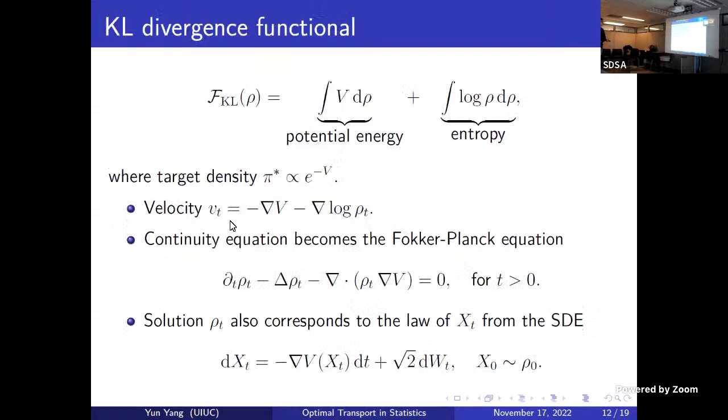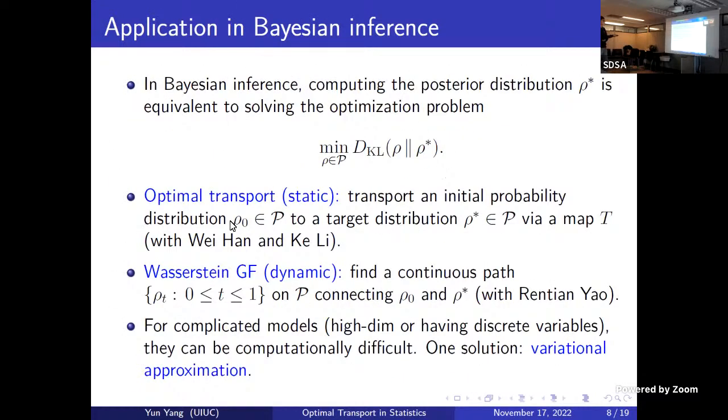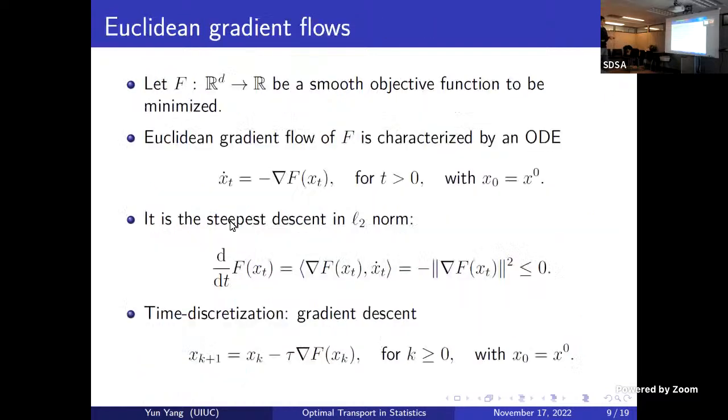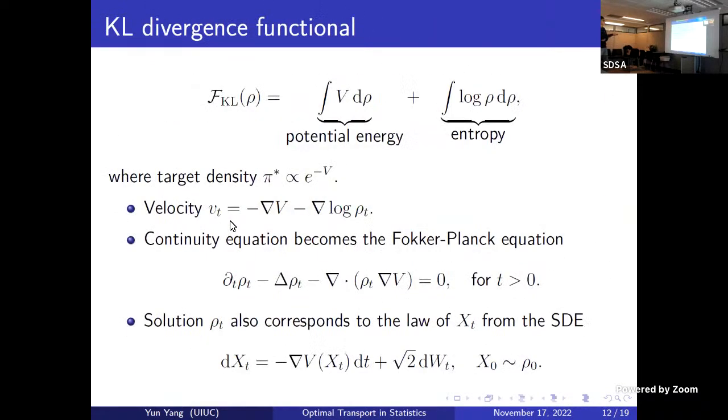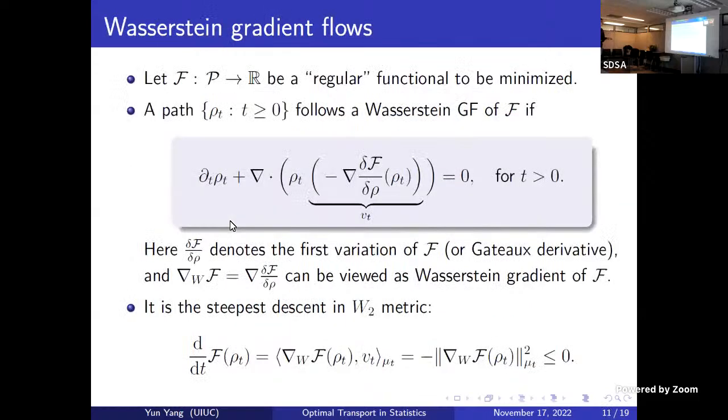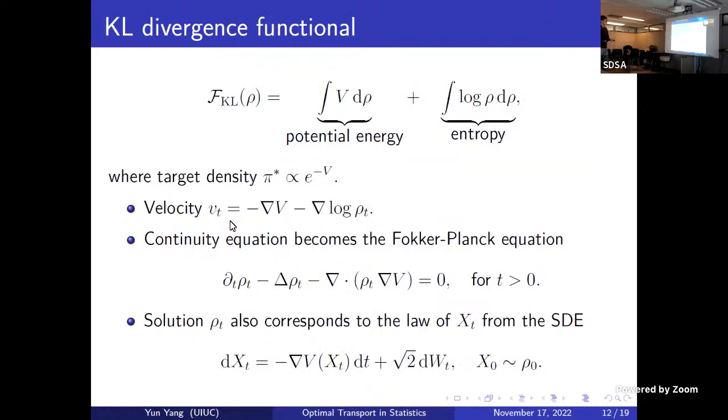So again, if we consider our original example of Bayesian inference, where we care about the KL divergence, which means here the functional takes the form of two parts. One is the potential energy corresponding to V, which defines, say, the exponent in your target distribution. And also there's a self-entropy term, to try to avoid your mass collapsing into a single point. Then you can apply the previous formulations to derive the corresponding PDE.